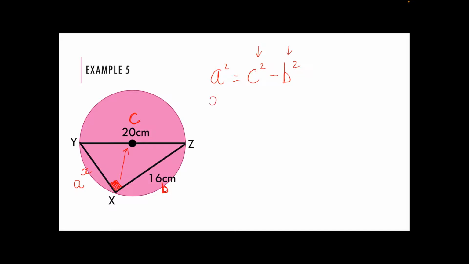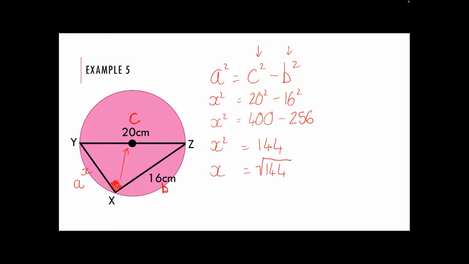For this example then, we will have x squared is equal to 20 squared take away 16 squared. So x squared is going to be 400 take away 256. So x squared then is going to be 144. Our square root of 144 then is going to be 12, and it's still centimetres.